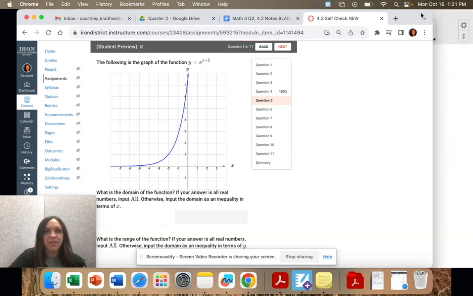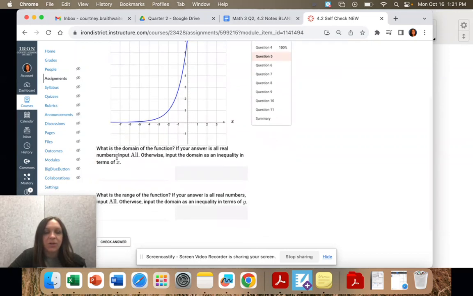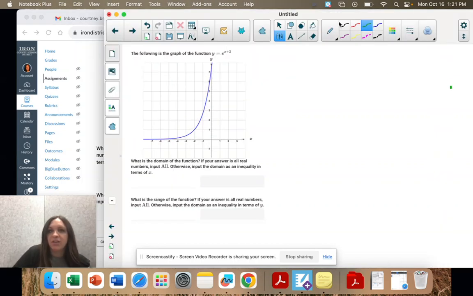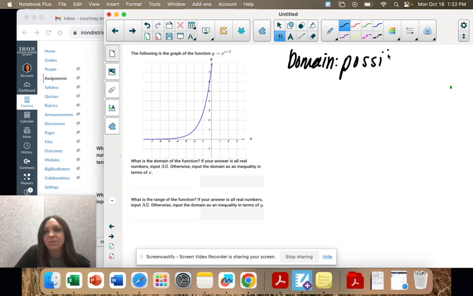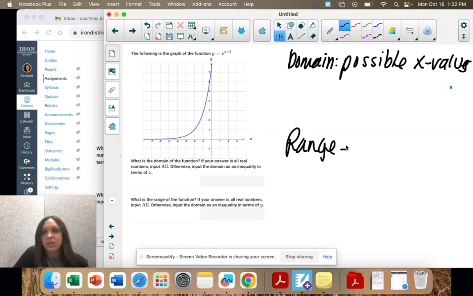Okay, number 5, we have the graph y equals e to the x plus 2 power. And we're looking at the domain. So remember, domain is possible x values. And then we're looking at the range, which is the possible y values.